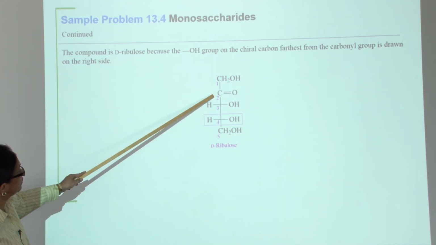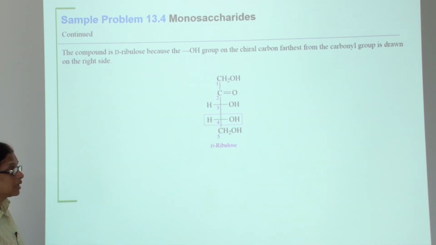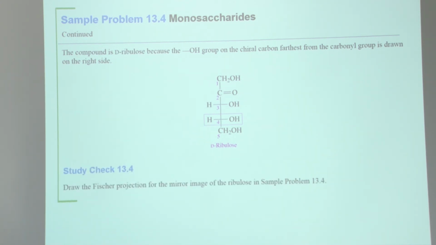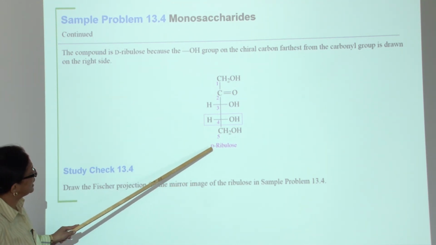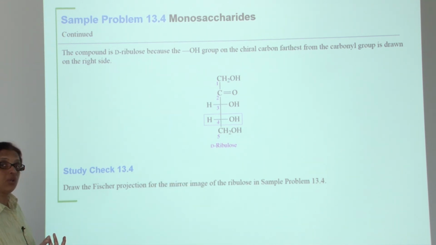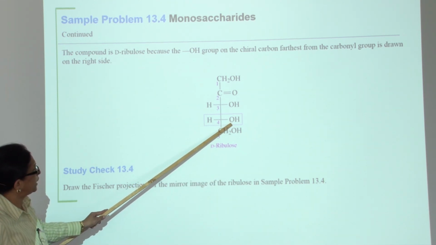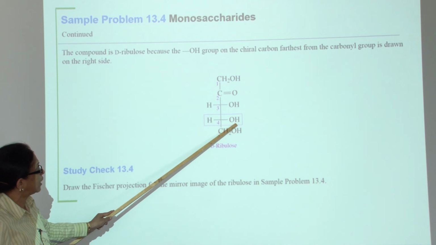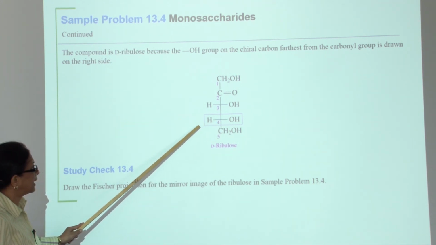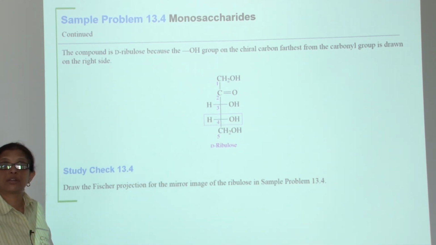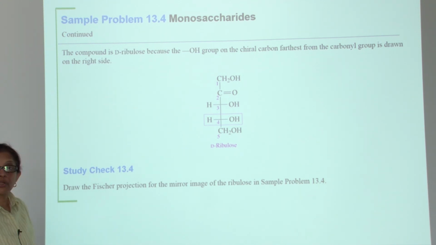We start numbering and go down to the furthest chiral carbon atom with the highest number. Draw the Fischer projection for the mirror image. So this is D. So if you have to draw the Fischer projection, the reverse, L isomer, this is where you are going to switch the OH drawn to the right to the left, and that will make it the mirror image for this particular molecule.